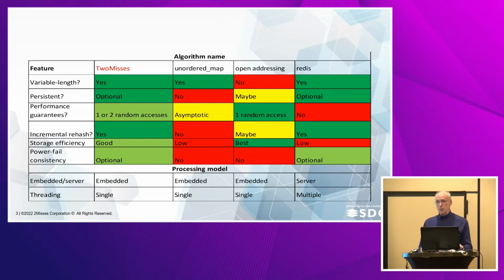It's not as good as open addressing because you have to have some kind of header, sort of like a network thing where you say, well, this is the size of this, then you have a variable length item. And power fail consistency is optional. It slows it down a lot. But if you were going to use an unordered map before, then you don't have to worry about that, obviously. And then all of these, except for Redis, are embedded and single-threaded. And Redis is server and multiple-threaded.